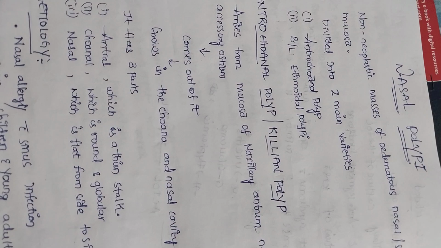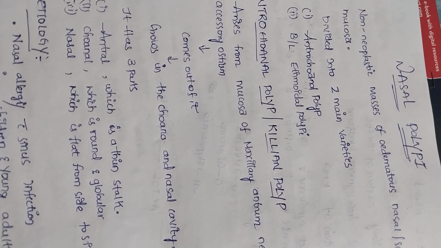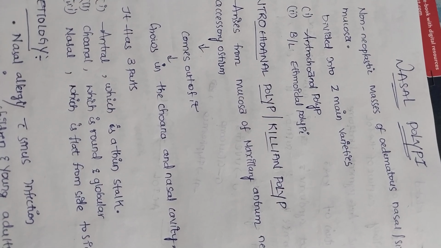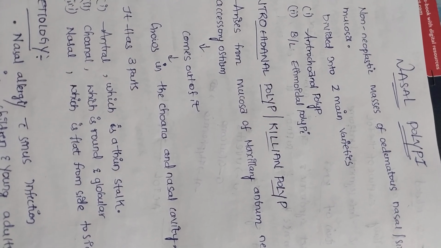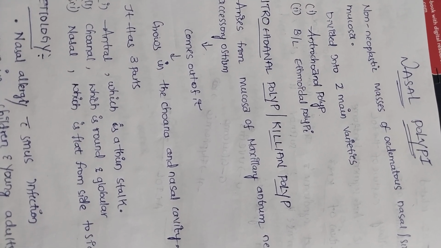So these are divided into two varieties. One is antrochoanal polyp and another one is bilateral ethmoidal polyp. Antro means maxillary antrum, choanal means nasopharynx, so it is a polyp.